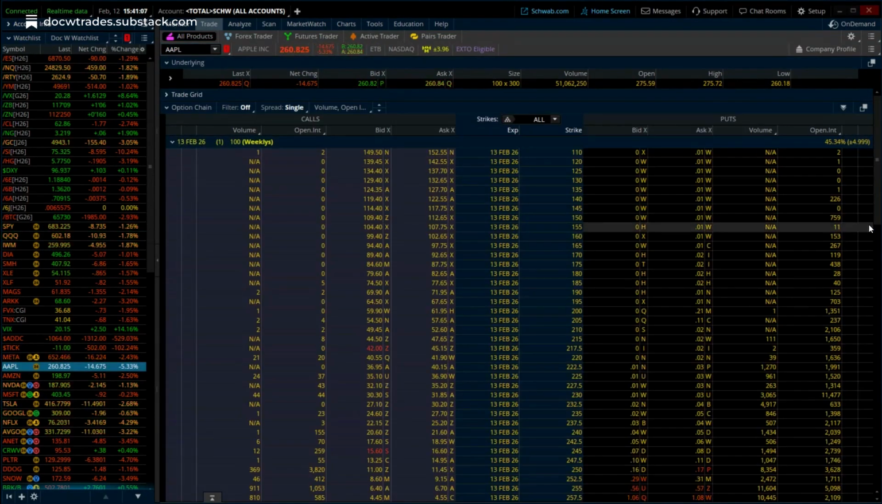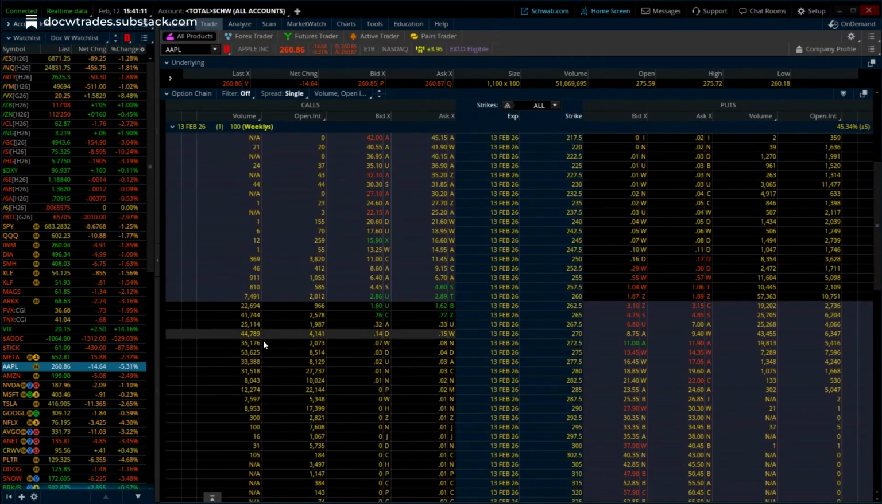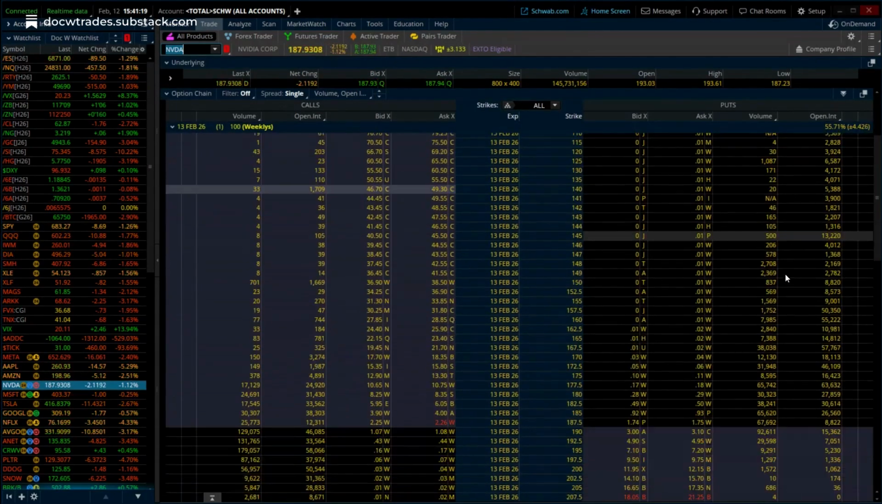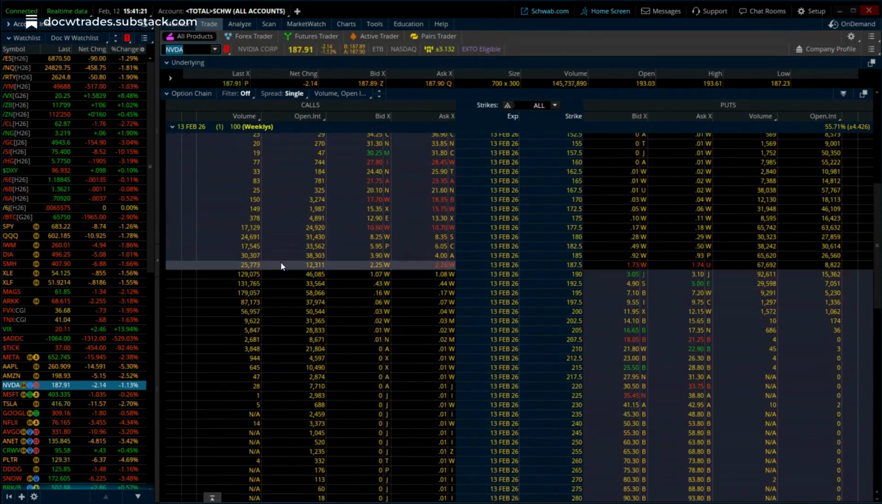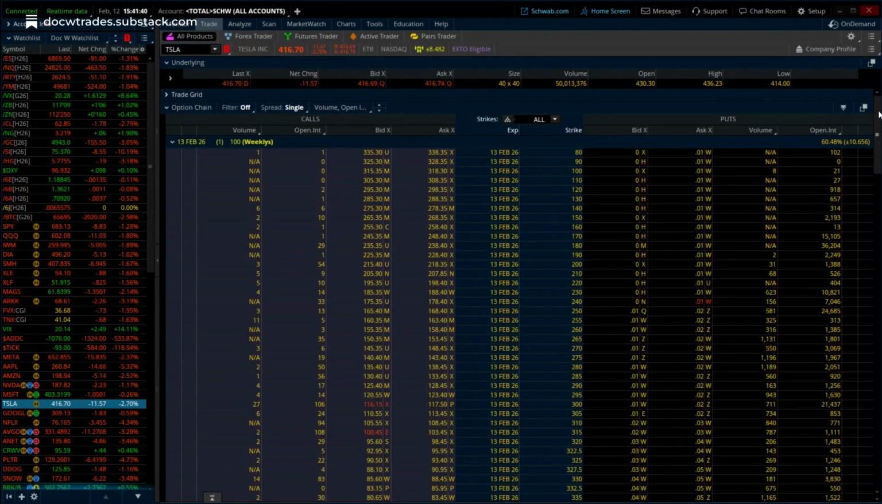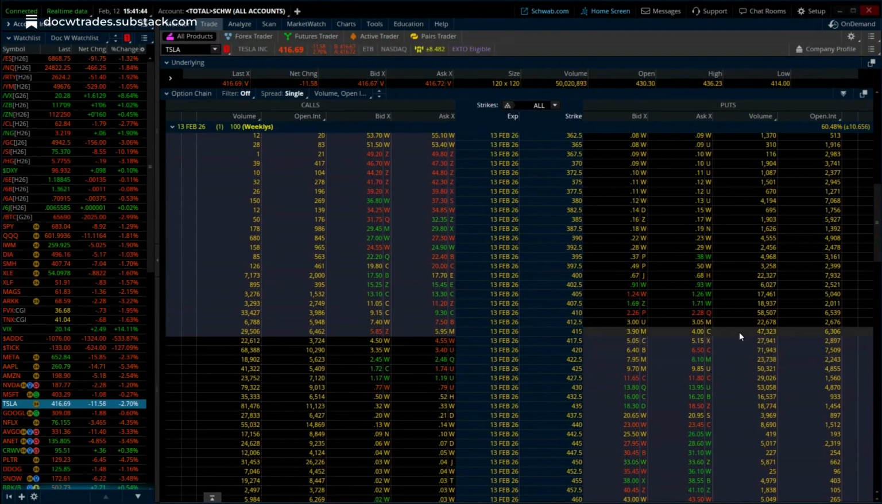We take a look at Apple with only 1 day to expiration, huge volume. See, huge volume with these options that expire in 1 day. Take a look at NVIDIA, same thing. Look, huge volume with only 1 day to expiration. All this volume that's taking place with 0, 1 day to expiration, that is what is moving the market up and down.